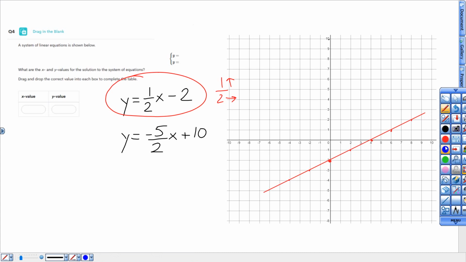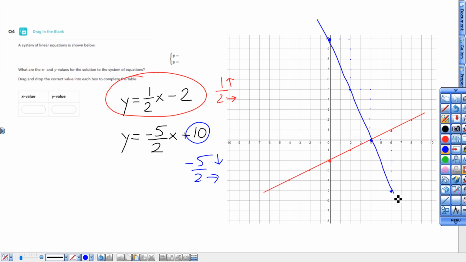All right, this one in blue starting at 10. And then this slope being -5 over 2, that's right 2, down 5, right 2, down 5, right 2, down 5, right 2, down 5. Draw a line through there. Know that that point right here is your x and y coordinate that you're going to be putting in here for sure. This is 4.